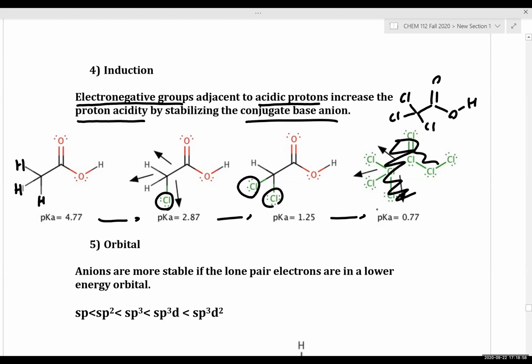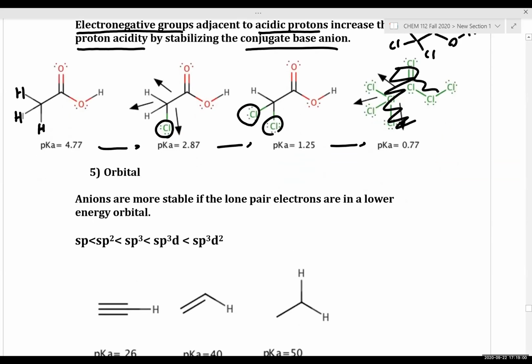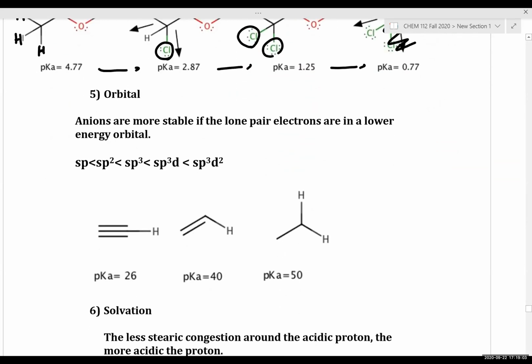The next major effect, which is pretty closely tied with inductive effects, is orbital effects. Anions are more stable if the lone pair electrons are in a lower energy orbital. This is why anions are more stable in sp orbitals compared to sp3 orbitals. And we see this by a commensurate drop in pKa value and a commensurate increase in acidity when we have an sp hybridized atom with a potentially acidic proton.